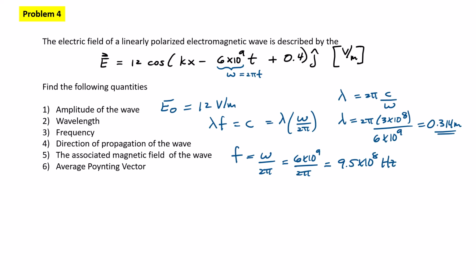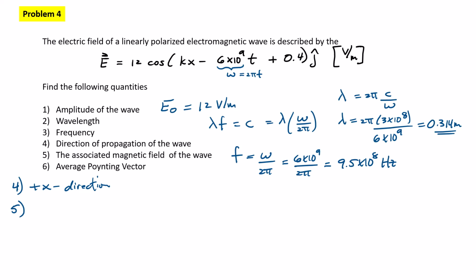Problem 4 asks for the direction of propagation of this wave. Wherever you have a positive wave number term and a minus omega t term, even if there is an extra phase factor, this is going to be a wave that propagates along the positive x direction. That's something we have to know how to figure out. So that's an easy one.